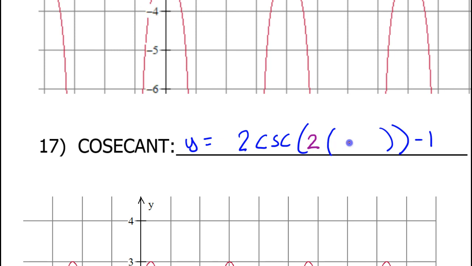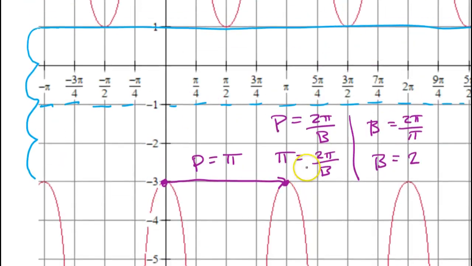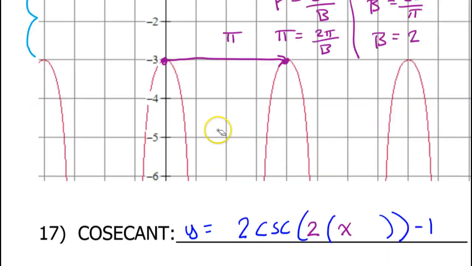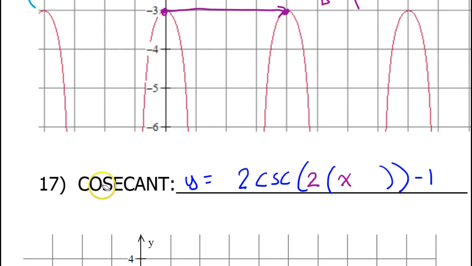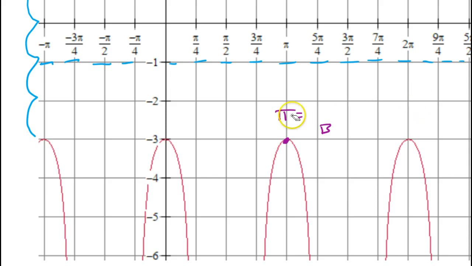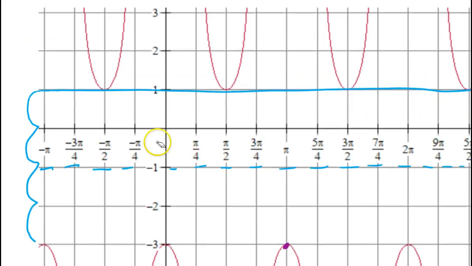Now it's time to figure out what the phase shift is, so I know what to put here. I need the x there, but so I know what to add or subtract. To figure out what that is, I'm going to need to do a sketch of the sine function, because this is cosecant, which is the reciprocal of the sine function. So I need to sketch myself a dotted sine function.